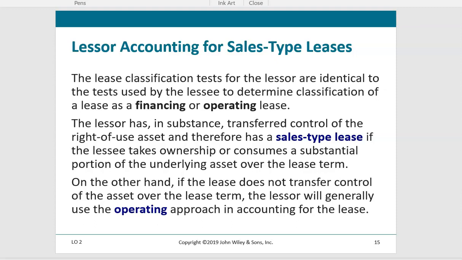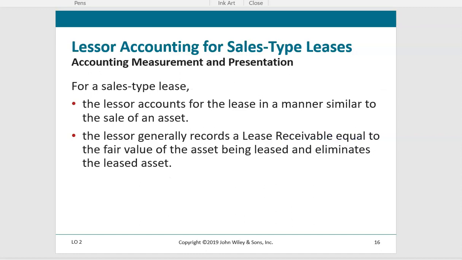If it doesn't transfer control, then it would be considered an operating lease. But right now we are looking at accounting for this sales type lease. So this is like a finance lease from the lessor's perspective. The lessor accounts for the lease similar to the sale of an asset. The lessor records a lease receivable that's typically equal to the fair value of the asset being leased, and then it takes that leased asset off the books.